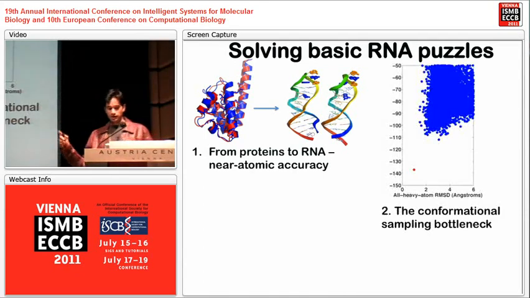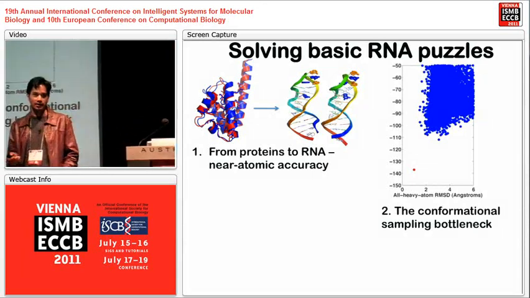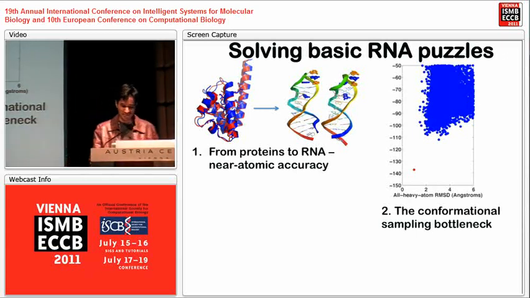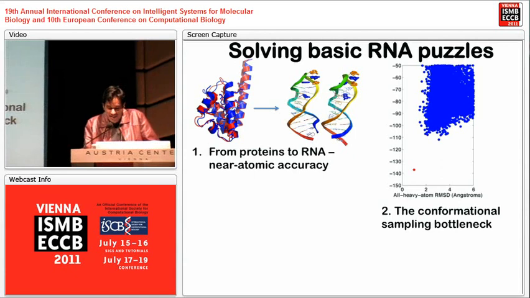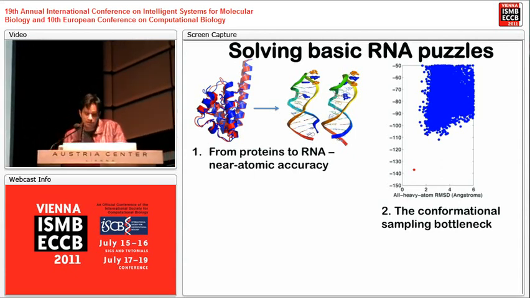But then we're going to hit a crisis. Okay? And this is what's often called a conformational sampling bottleneck. This conformational sampling bottleneck has bedeviled the protein and RNA and protein DNA modeling fields for many years.